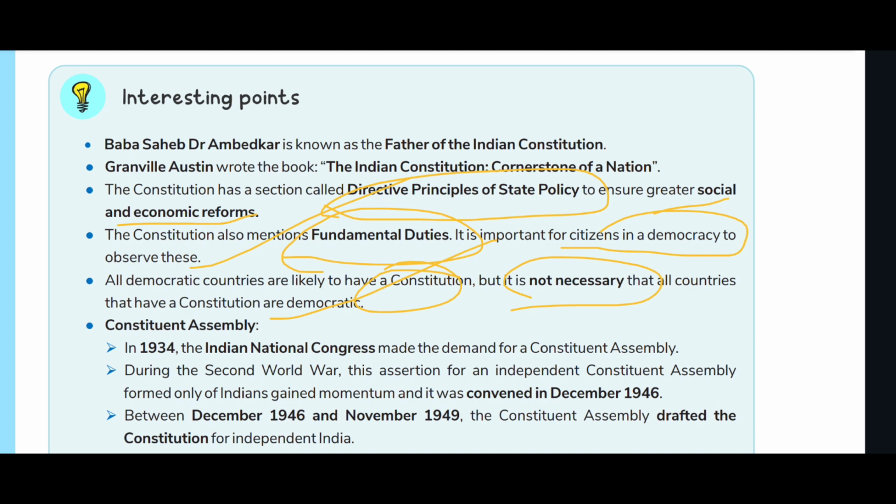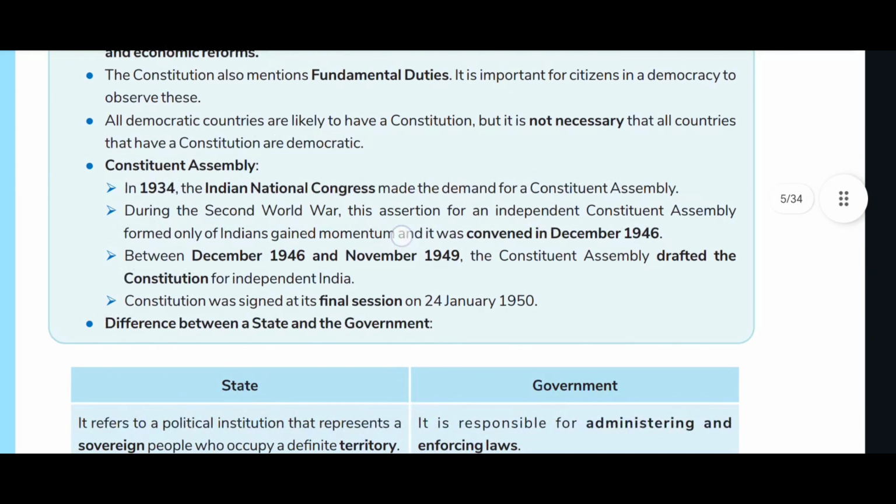Constituent Assembly. In 1934, the Indian National Congress made the demand for a Constituent Assembly. During the Second World War, the assertion for an independent Constituent Assembly formed only of Indians gained momentum, and it was convened in December 1946. Between December 1946 and November 1949, the Constituent Assembly drafted the Constitution for Independent India. The Constitution was signed in its final session on 24 January 1950.